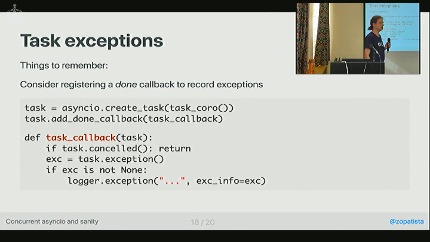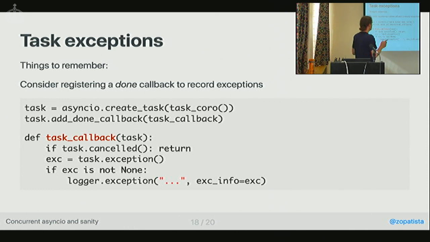I attach it to the task. So when you create a task, this is an async I/O task, you can always add a callback. So we're going back to some callbacks. But the callback is told what happened with this task. Did the task exit cleanly? Did the task have an exception? If it has an exception, log it.